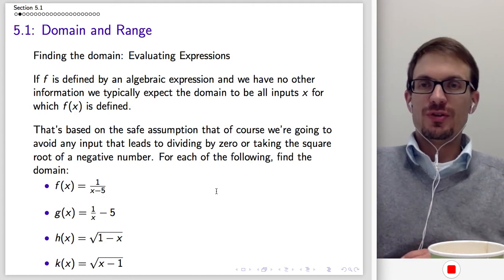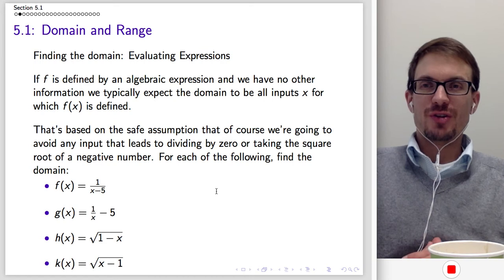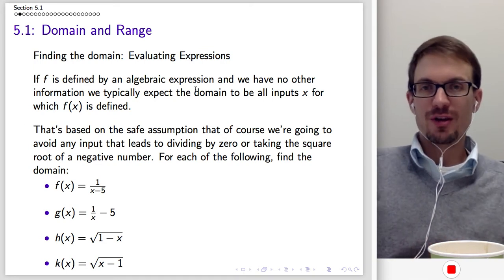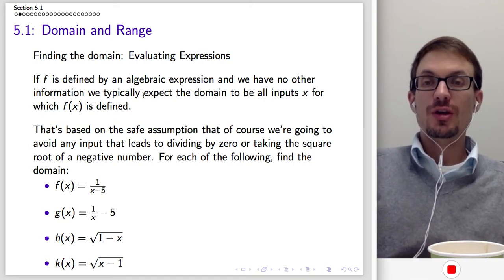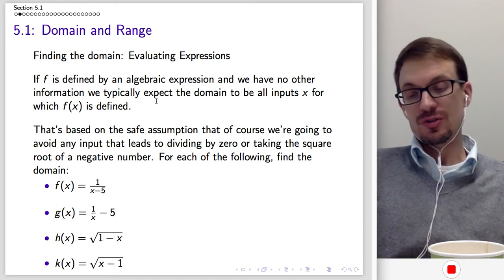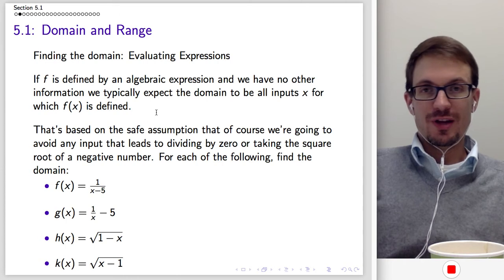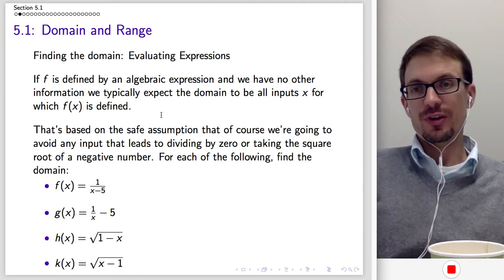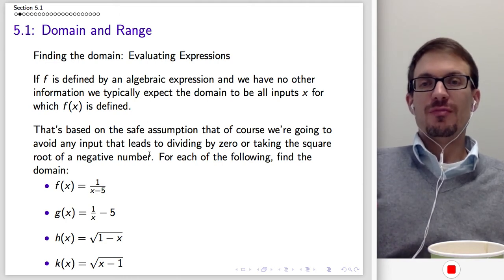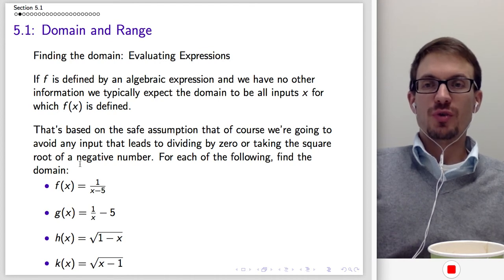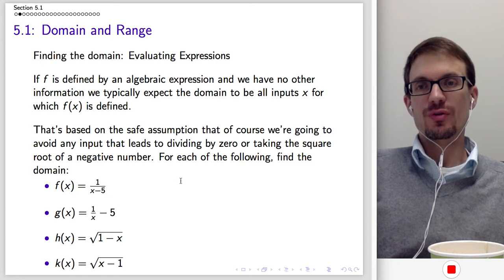Okay, so here's an example, finding the domain, evaluating expressions. If f is defined by an algebraic expression, and we have no other information, we typically expect the domain just to be all inputs x for which f of x is defined. If there's any restriction, we're going to be told this. So I'll say this is based on the safe assumption that, of course, we're going to avoid any input that leads to dividing by 0 or taking the square root of a negative number.